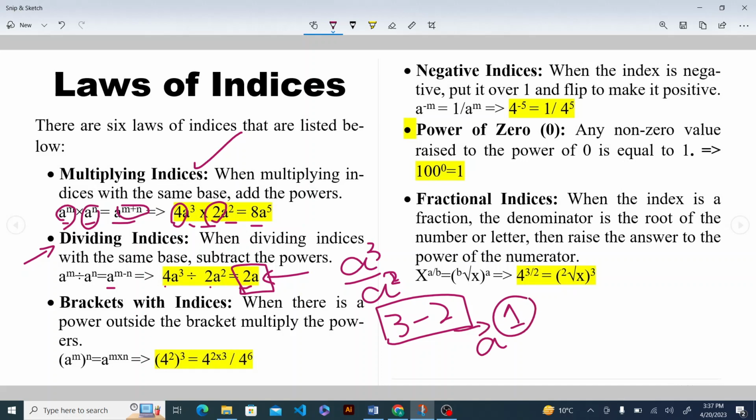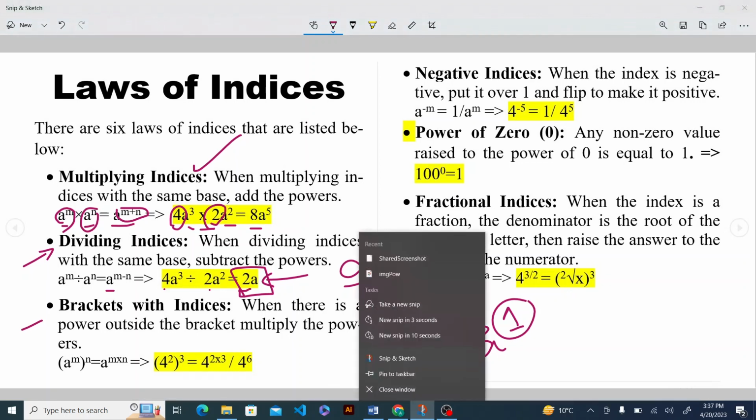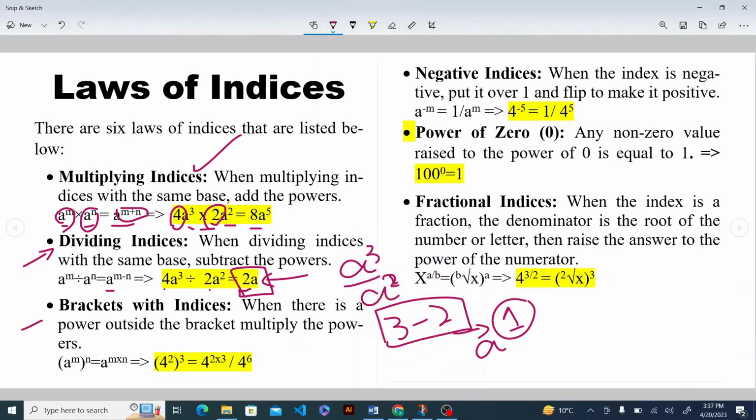Now the third law is brackets with indices. It means when we have brackets on indices. Okay, when there is a power outside the bracket, multiply the powers. Here is a term a raised to power m. It is the index form, and again we have a power on it, n.